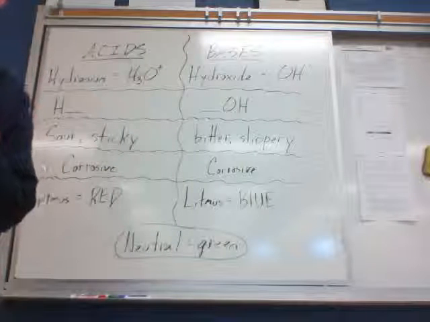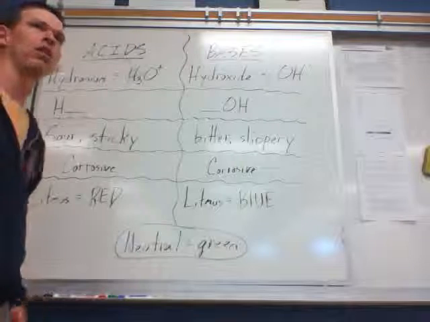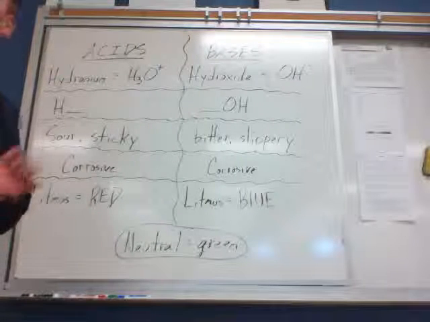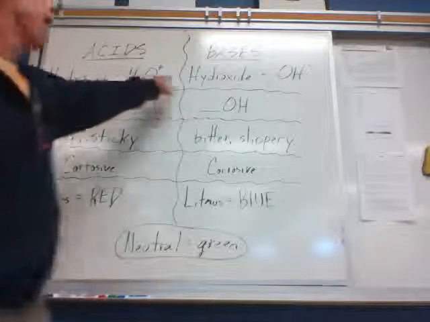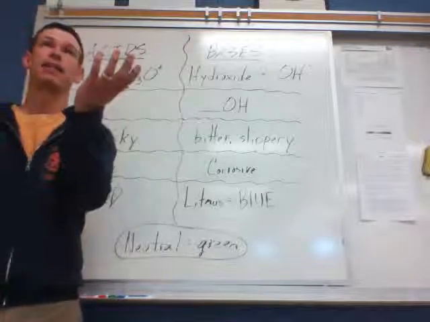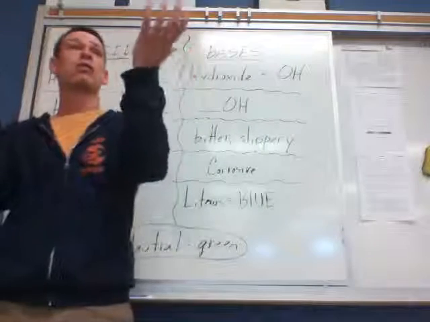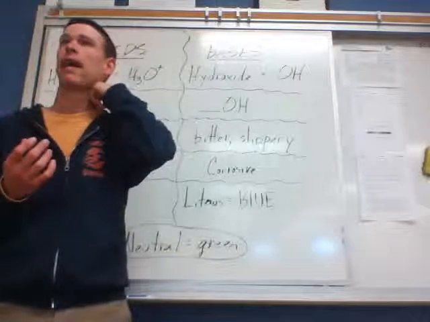As far as indicators go, the color green is a good representation of something that's not acidic and not basic, meaning that it's got the same amount of hydronium as it does hydroxide. Because remember, whether or not something is acidic or basic is just a battle between those two compounds. If there's more of one of them, then that's what the solution will be classified as.